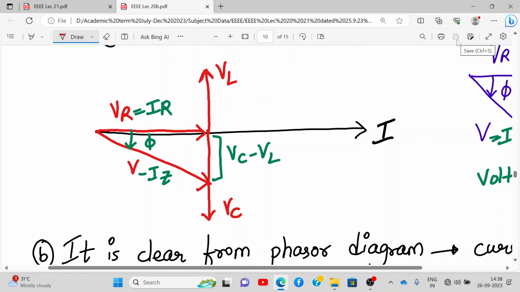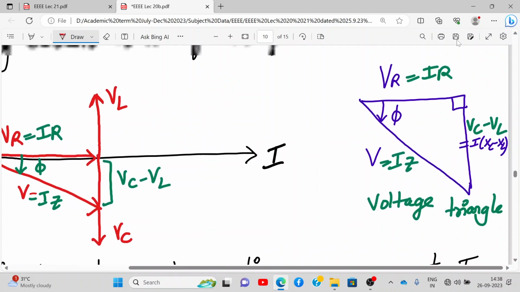So first you draw the current reference, then you draw VR, then you draw VL and VC, and finally you draw V, which will be I into Z. Now from the phasor diagram you get the voltage triangle. Got it? Same thing only. No need to draw anything now, just listen. Just pay attention, no need to write anything, you can complete it later on.